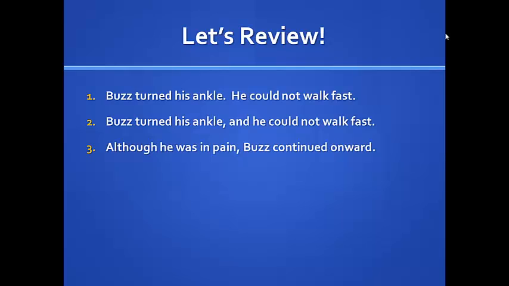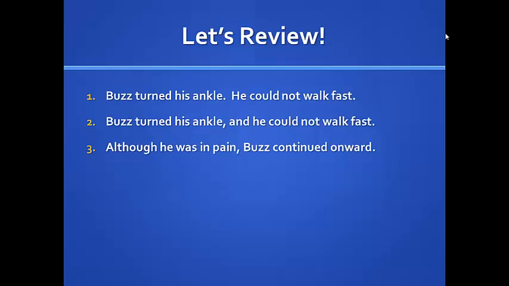So let's review. Let's look at sentence number 1. Buzz turned his ankle. He could not walk fast. Here we have two separate sentences. Each one has a subject, Buzz in the first sentence, he in the second sentence. They both have a predicate, turned his ankle for the first, could not walk fast for the second. They're not combined in any way. There's no conjunction there. They are just independent clauses. Those are simple sentences.